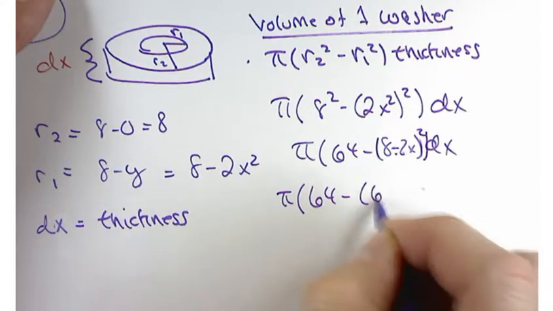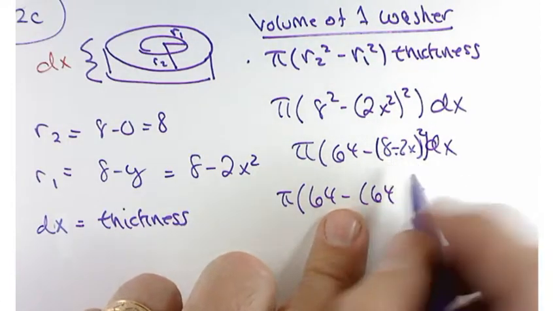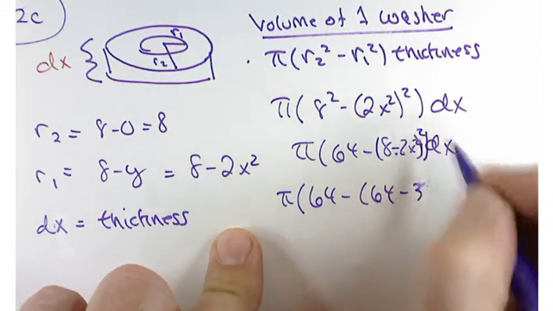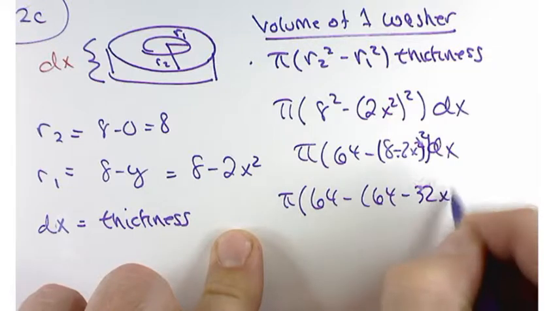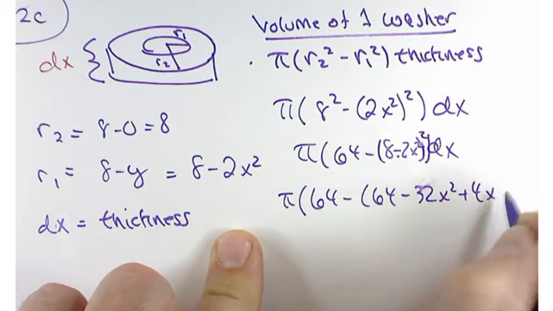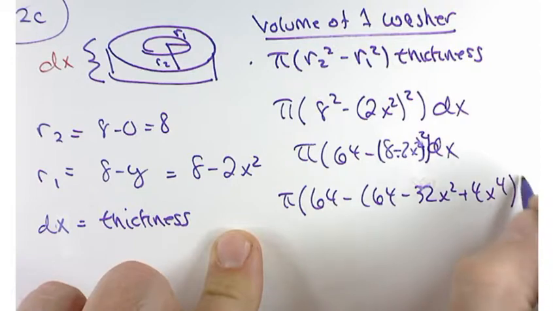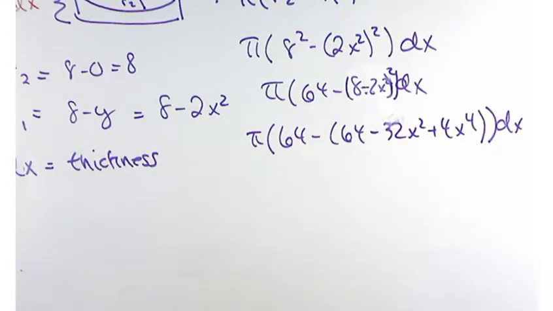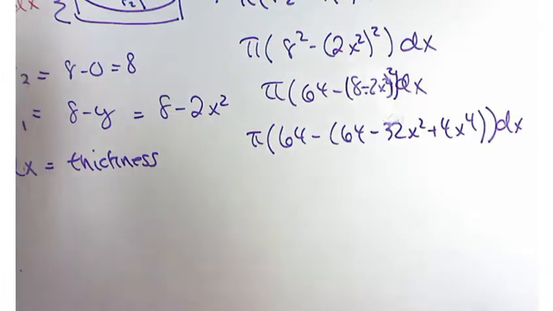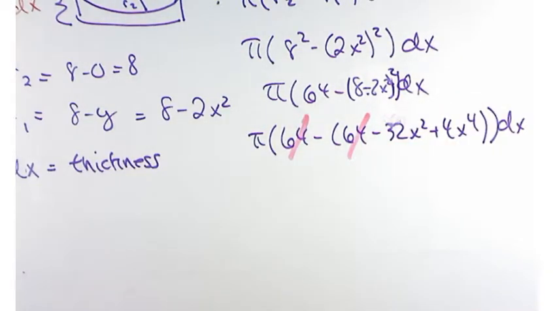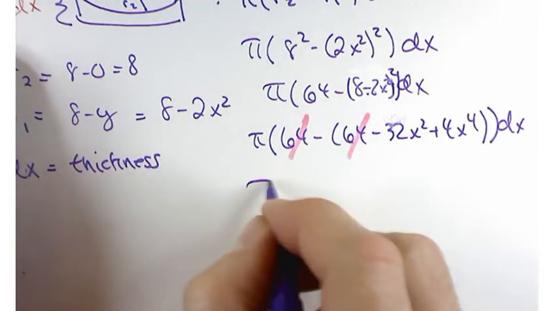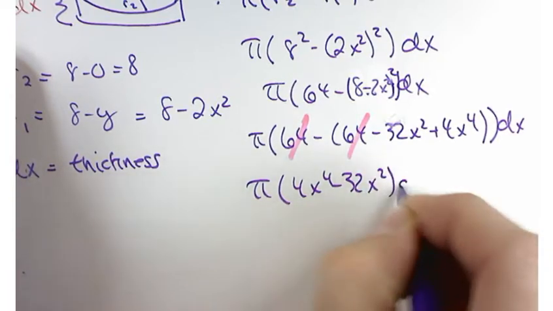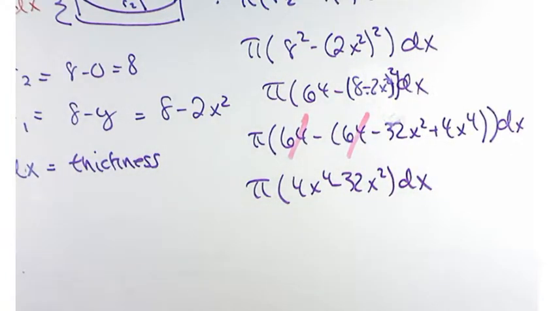64 minus 64, that'd be minus 32x squared plus 4x to the 4th dx. At least we get a little bit of a break in one way. Do you see it? The 64's cancel each other out. I'll rewrite that as pi times 4x to the 4th minus 32x squared dx.